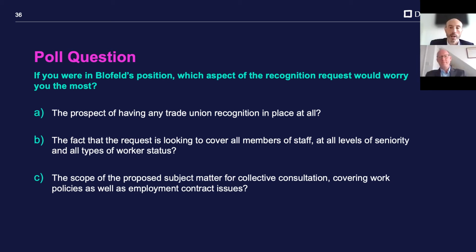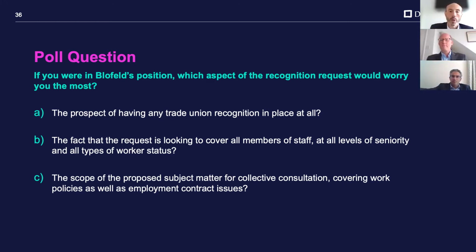Or indeed, is it the last one, the fact that the request is looking to cover all matters, so all contract terms, not just pay, hours, holiday, but all contractual matters and non-contractual policies as well? So just out of interest, which would be sort of top of your list of concerns if you were in Blofeld's shoes?